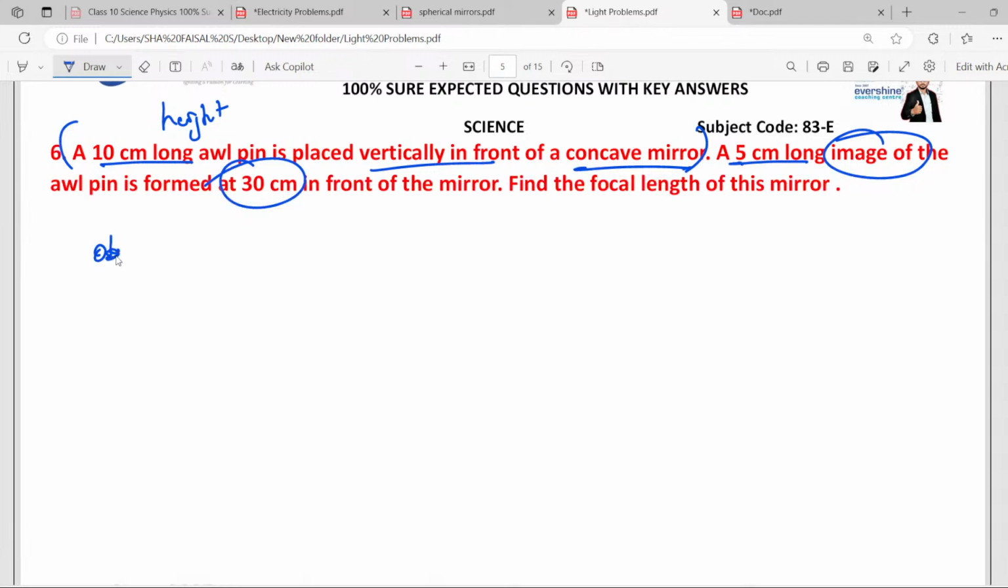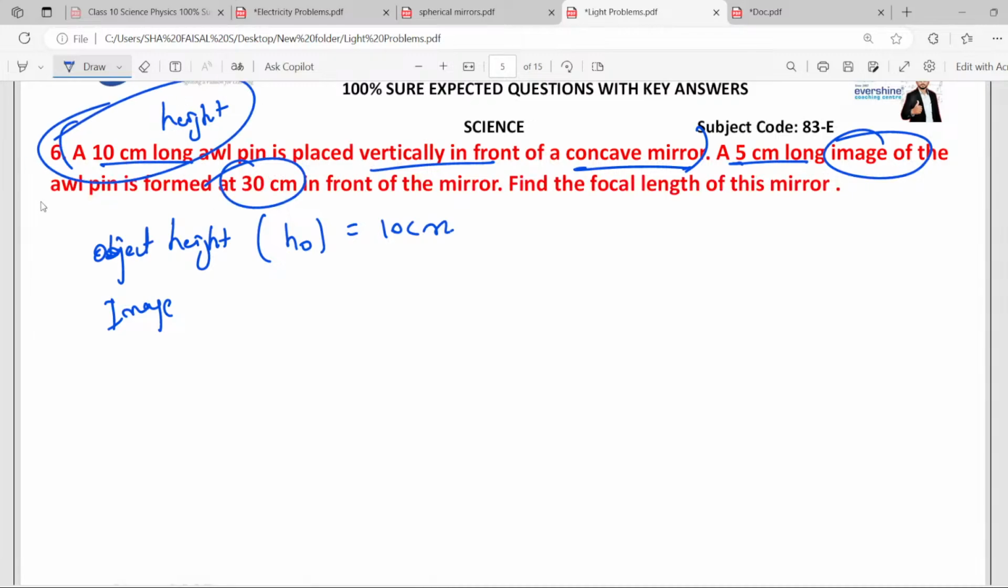Okay. First, let me take the object height. That is HO. What is the object height? 10 centimeter. Next, image height. A 5 centimeter long image. Can you see this? This is where the pin is placed. This is the object. And this is the image. So, what is the image height they have given? That is HI is equal to 5 centimeter.